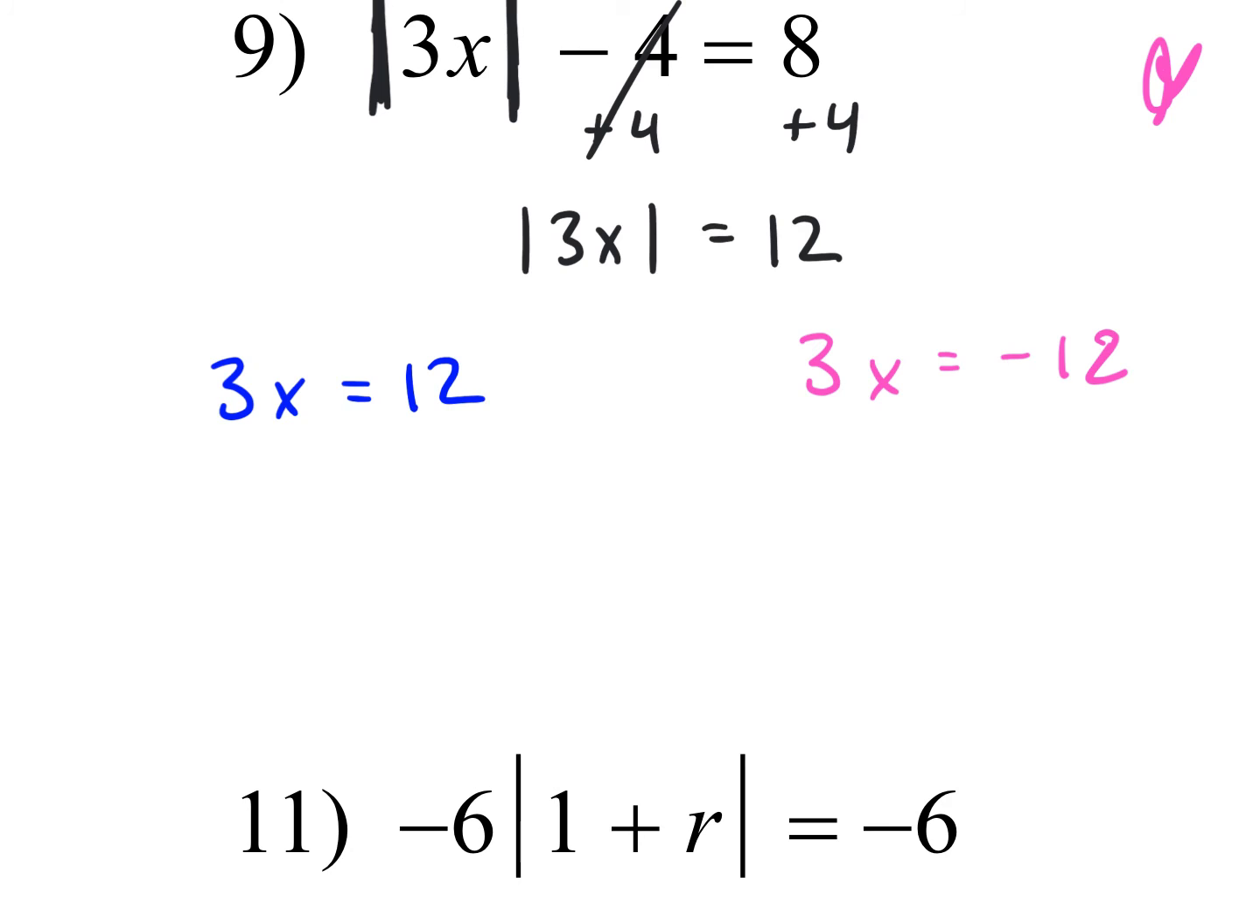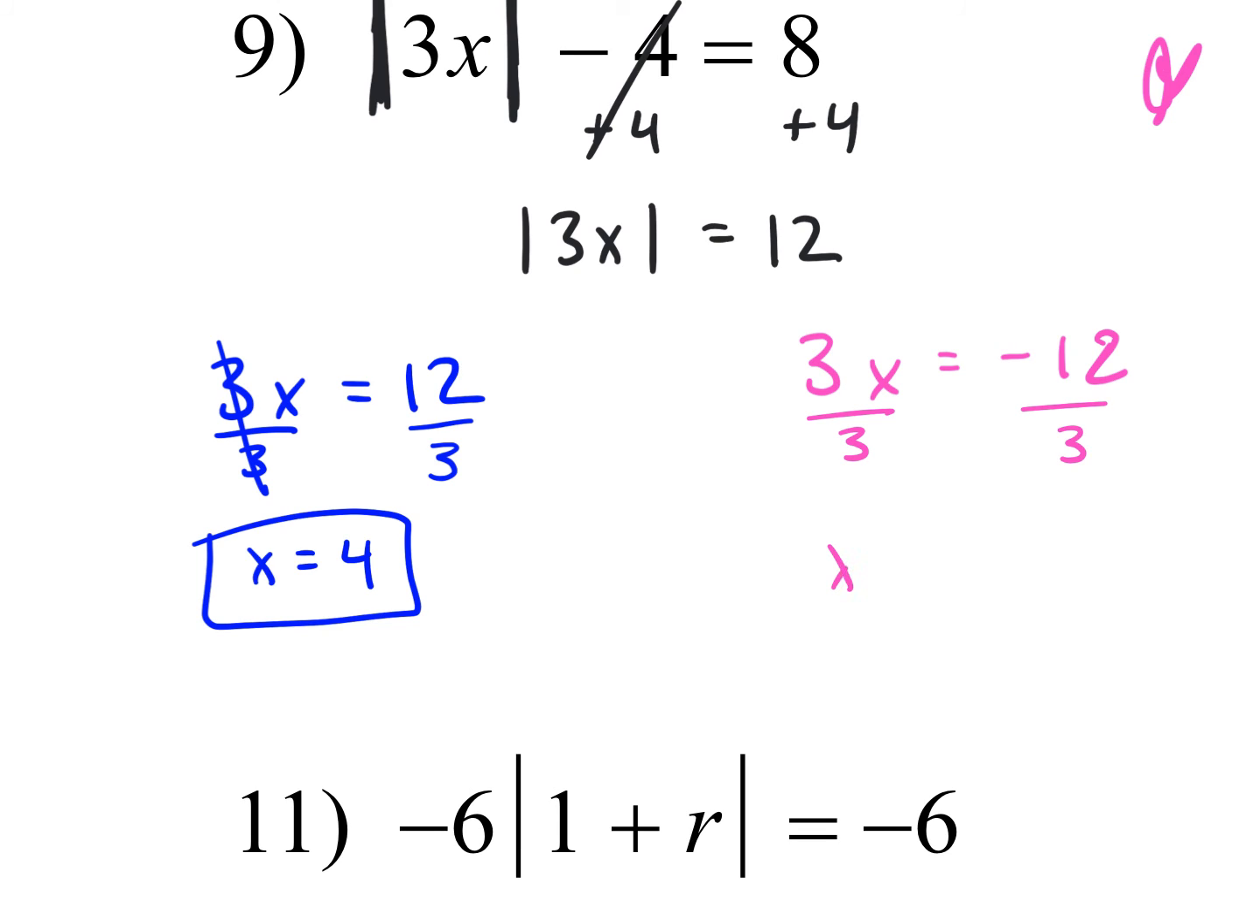So how do we solve for x in our first blue equation? Divide by 3 on both sides. So x is equal to what? 4. What about the second equation? Divide by 3 on both sides, so x is equal to negative 4. So our two answers to number 9 are 4 and negative 4. So for absolute value equations, you'll have two answers. Any questions?